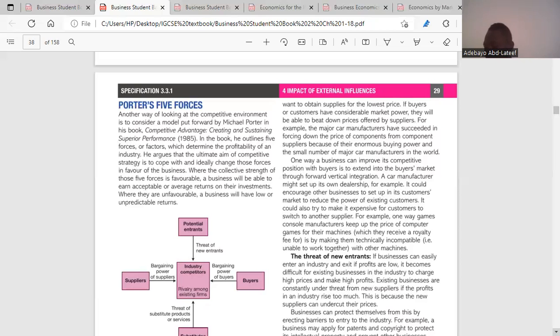The fourth one is substitutes. So here I said, the more substitutes in the market, the less profit that firms will make. Why? Because prices will fall. But the fewer the substitutes in the market, the more profit firms could make. Why? Because prices could increase to make them more profit.